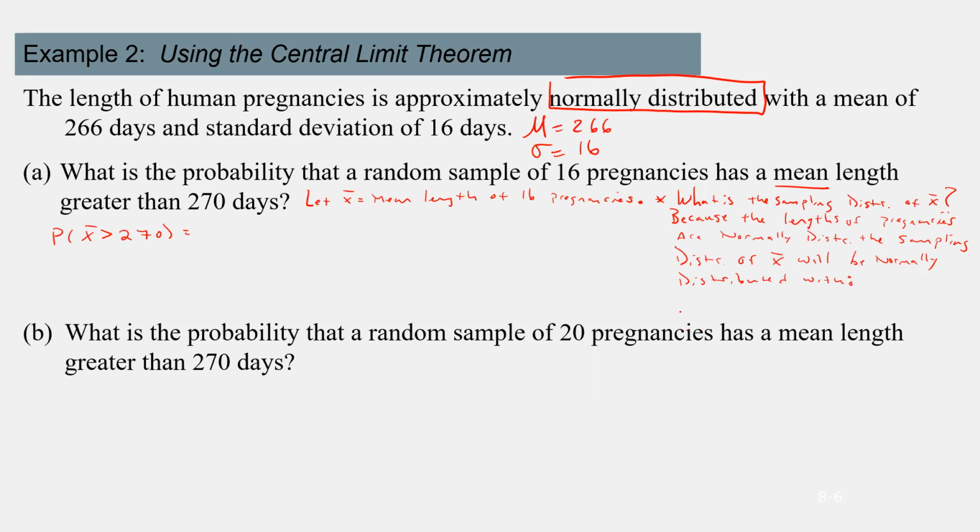So when something's normally distributed, what two numbers do I want to calculate next? The mean, which we denote as mu sub X bar. Yep, thank you. That's equal to the population mean, which is 266. And the standard deviation, what's the formula for that again? Sigma divided by the square root of n.